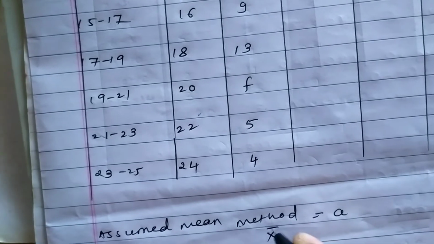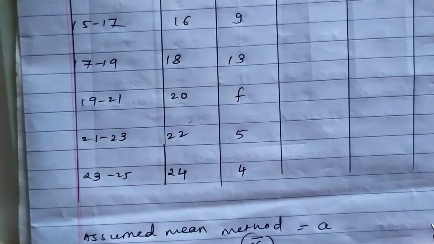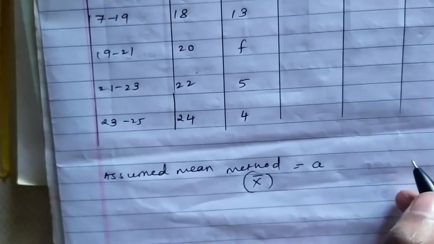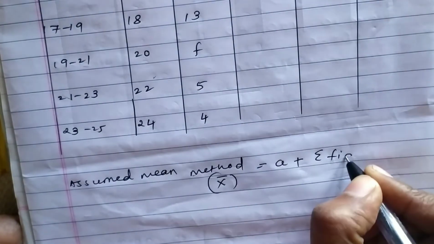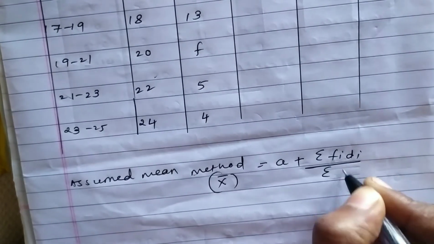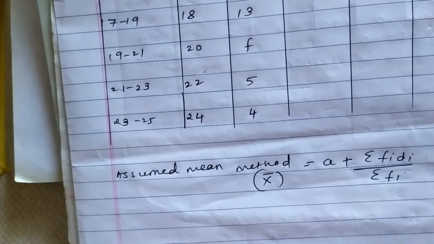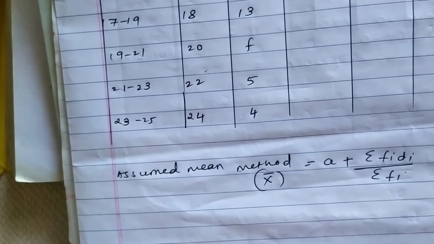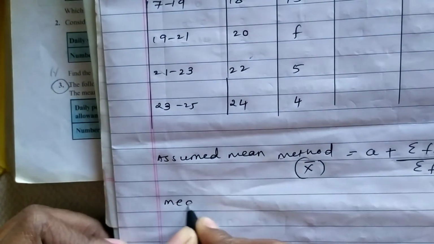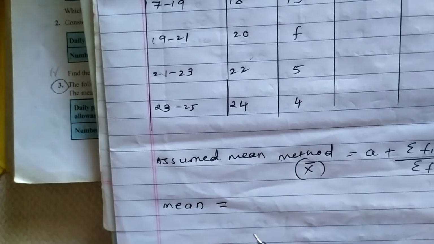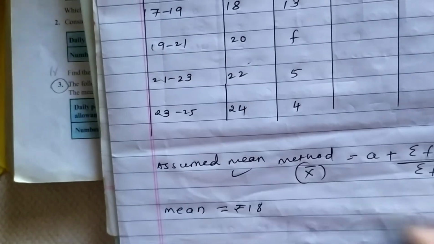The formula is: the mean, which you can show with X bar, equals A plus summation of Fi into Di upon summation of Fi, where A is the class mark of the modal class. First let us find out what is given and what we have to find. The mean is already given: rupees 18.